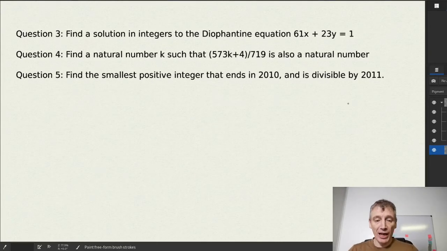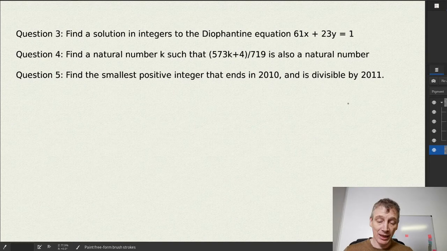Just to go over the vocabulary, a Diophantine equation is an equation where the solutions are all in integers. So all of these are going to be the same idea: we're going to find an integer solution to the first equation. We're going to find a natural number, a positive integer solution, to the second equation, such that the expression here is also a natural number. And then finally, this is a kind of cute problem that I'll give you a hint for.